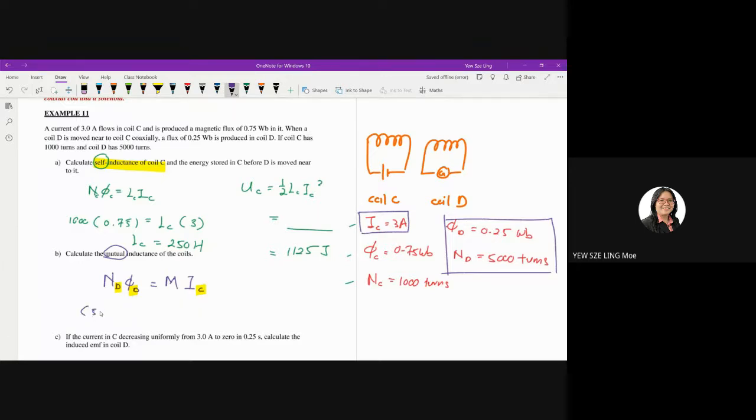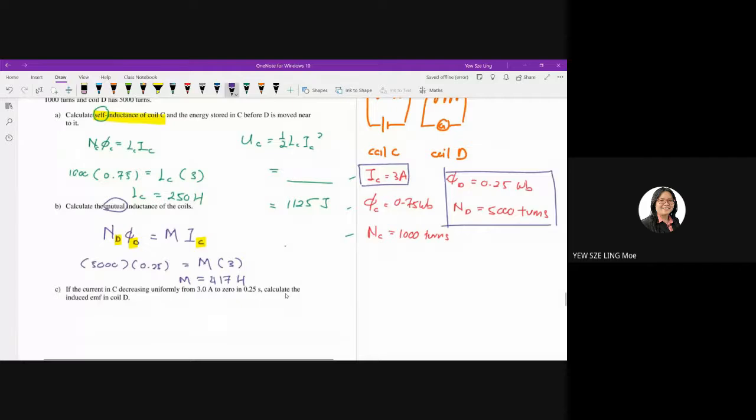N is 5,000. Flux is 0.25 equals M times I, and I is 3. Rearrange the equation. M is then equal to 417 Henry. Okay, 417 Henry. So that is how you solve it. So question C. If the current in C is decreasing, it has a dI here, from 3 to 0 in 0.25 seconds. So this is your I initial, this is your I final, and this is your t.